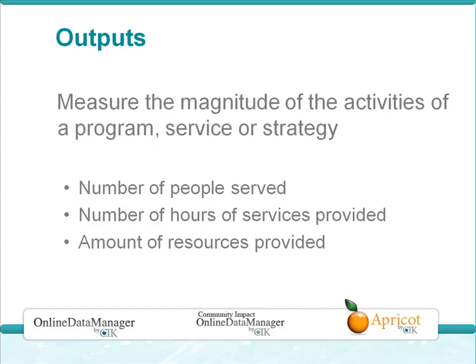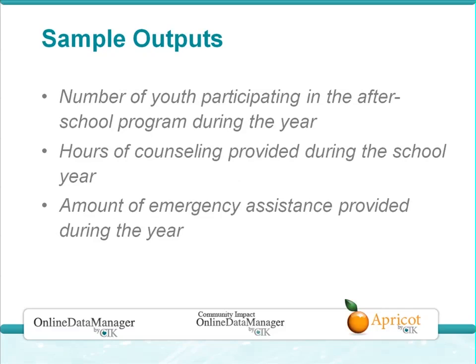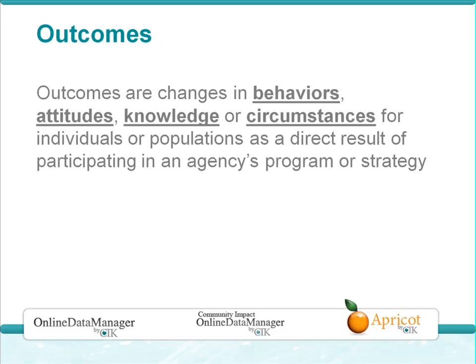Outputs are how we measure the magnitude of the activities of a program, service, or strategy. That's how productive agencies are: the number of people served, the number of hours or services provided, and the amount of resources provided. Examples of that would be the number of youth participating in the after-school program, the hours of counseling provided, or the amount of emergency assistance provided during the year. So those are examples of outputs, which again just talk about productivity and don't tell us anything about the impact of the results or the outcomes of what we're trying to achieve.